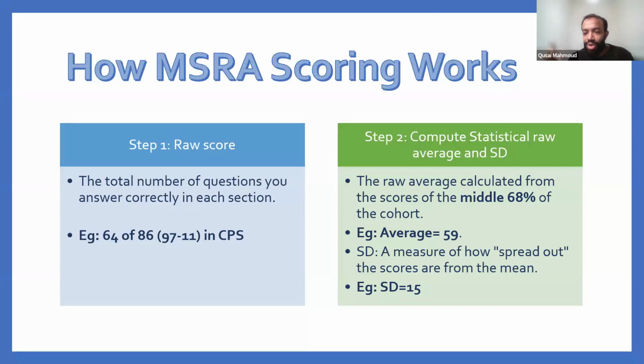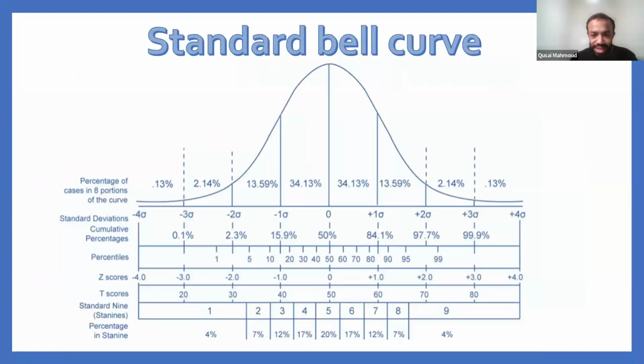So the average of them was 59 and the standard deviation was 15. Standard deviation means how the scores are spreading. So let's say now your score was 64, the average was 59, and the standard deviation was 15, with two-thirds of the people within that range. And this is the bell curve.